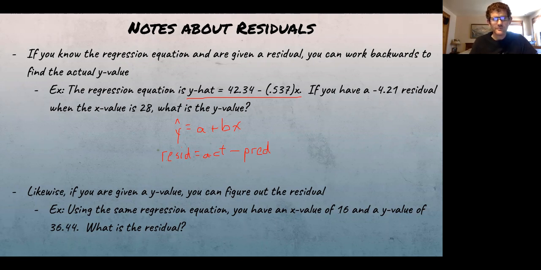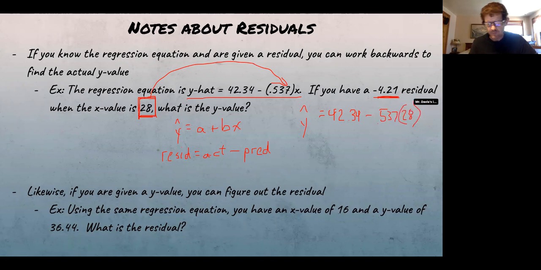So the first one, okay, it tells us we have a residual. We'll worry about that later, but the x value is 28. So what we always need to start off with questions like this is figure out what is the predicted value for that input. So I can just plug that right into my regression equation right there. So y hat will equal 42.34 minus 0.537 times 28. All right, you guys can do that calculation.